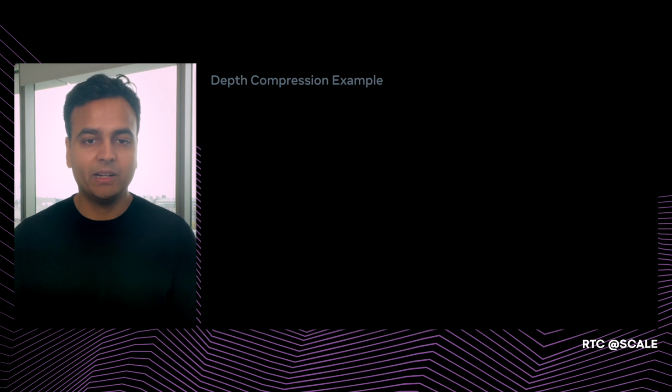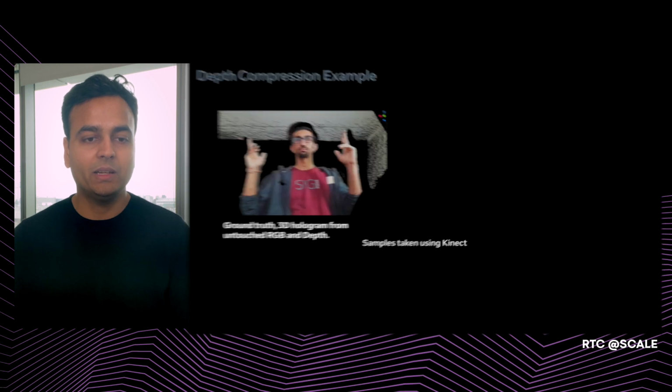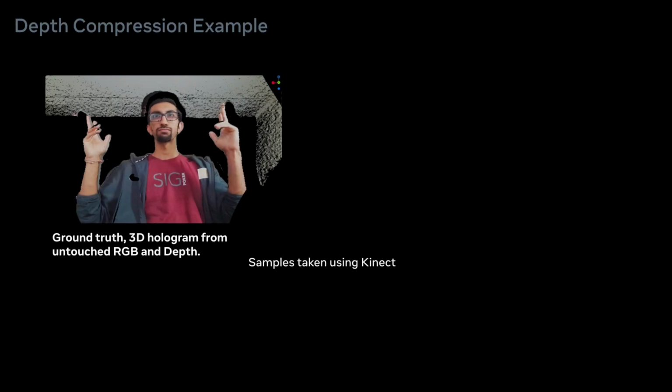So we did a little experiment. We took some samples of RGB and depth using Kinect, and we saved those images to disk. In the first pass, we kept them untouched and uncompressed, and we ran them through our 3D hologram generation pipeline. The resulting hologram from a specific viewpoint looks something like this. Please ignore the background here. This noise is a result of some segmentation gone bad, but largely you can see that the quality is decent except a couple of holes here and there. This served as the ground truth for our experiment.